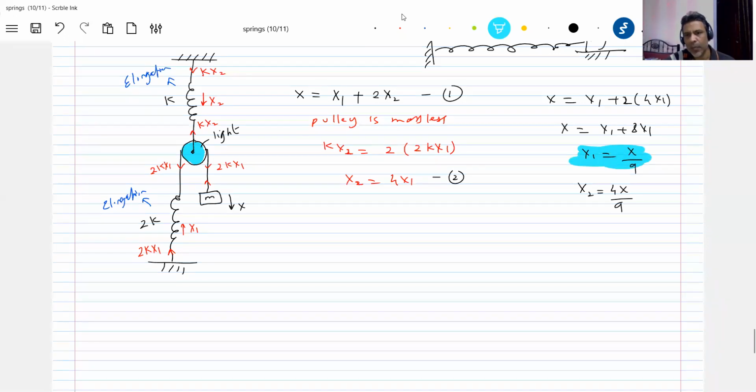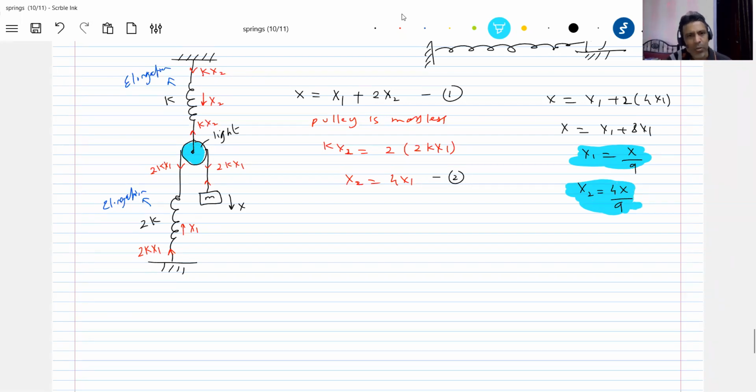If x is the displacement of the block, then the displacement of the other two springs will be given by this much. If they are in series, what would happen? Can you say anything about series or parallel? No, they are not series, not parallel.